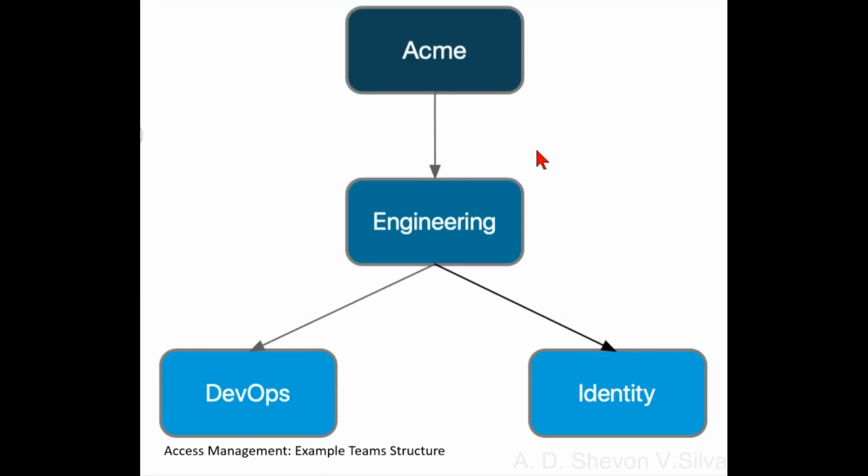Imagine that your organization ACME includes a team called engineering that contains smaller teams that focus on building specific components. The identity and DevOps teams are specialized teams within a larger engineering team. Using the teams feature, you can structure your users and permissions in the following way.